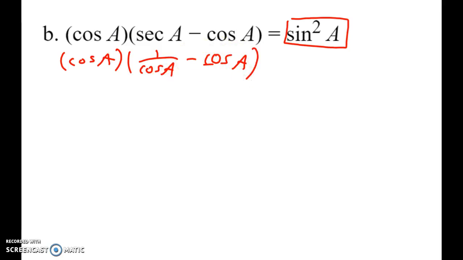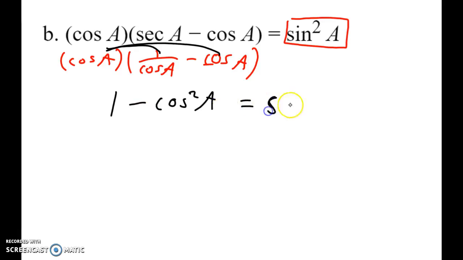Now I'm going to try the distributive property. Multiply these together. So cosine of a times 1 over makes 1. Cosine of a multiplied by the cosine of a makes cosine squared of a. And according to the Pythagorean identity, I know that cosine squared of a is equal to sine squared of a. Therefore, they match.